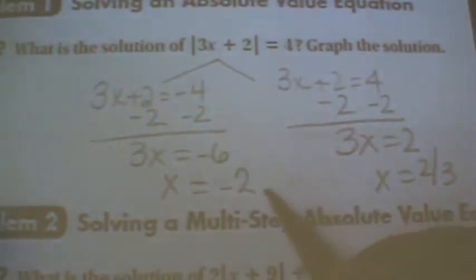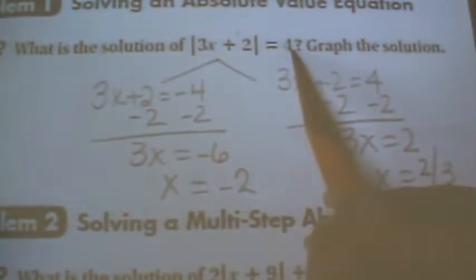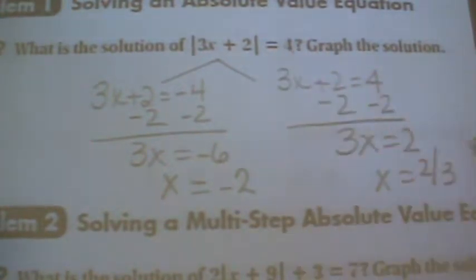Now, what does that mean? Both of these answers, if you plugged in here, would work. What if this 4 were a negative 4? Then you'd still have no solution. Good.